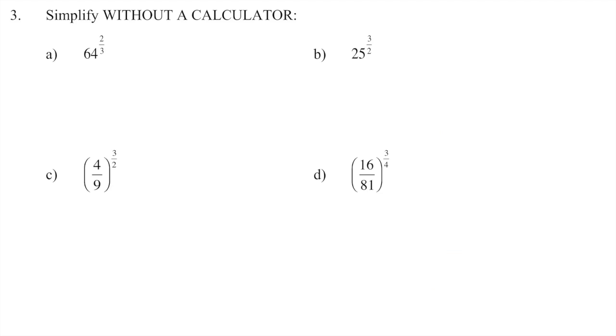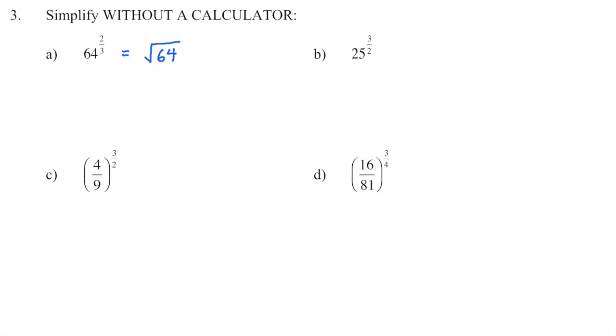Example 3 says simplify without a calculator. Now you can check your answer with a calculator. There's no problem with that, but we want to understand the process. Now, when we're doing a question like this, 64 to the power of 2/3 becomes, because it's got a power that is fractional, I know it's a surd.